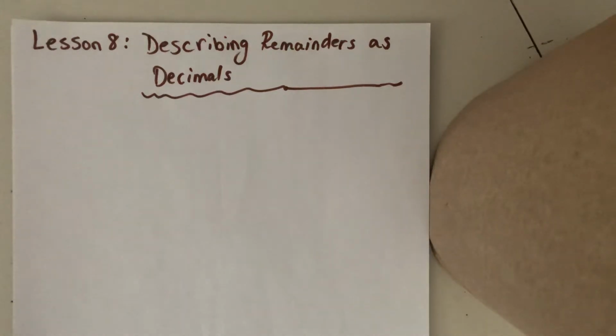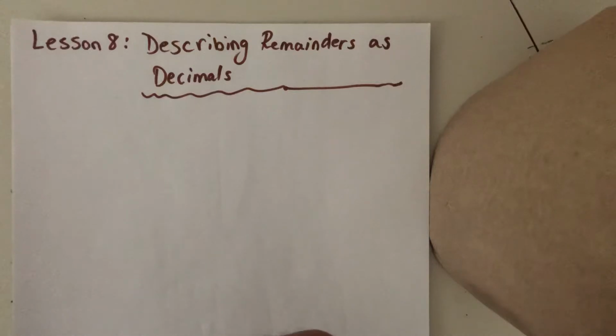Today's lesson is describing remainders as decimals. So this lesson is related to the lesson that we did before, remainders. Instead of saying remainders, we could also say decimal or point and whatever the number is. So I'm going to be giving some problem solving questions, and with those questions we must find the answer, and with those answers we're going to have remainders, or you could say decimals.